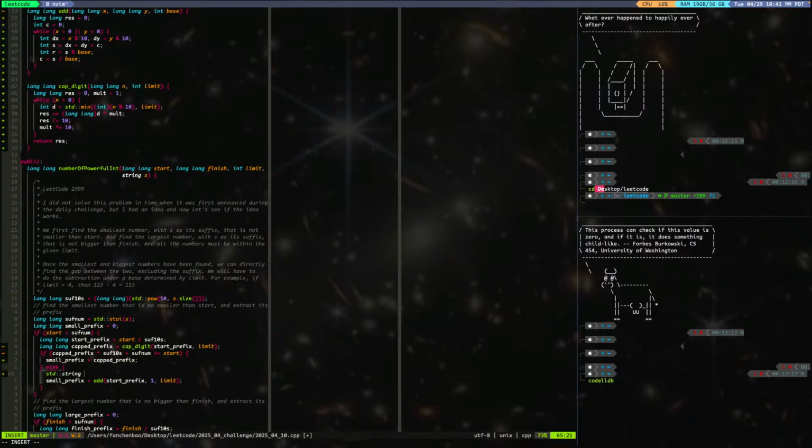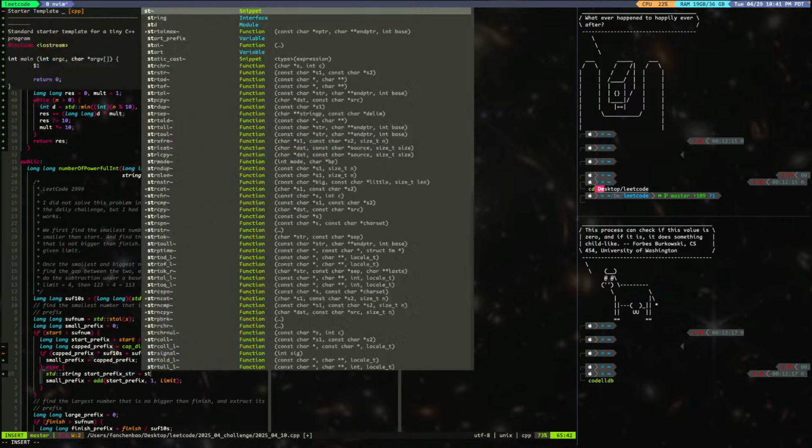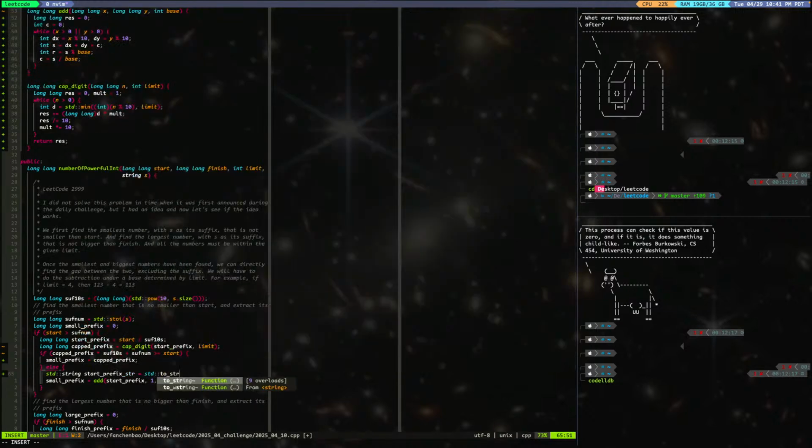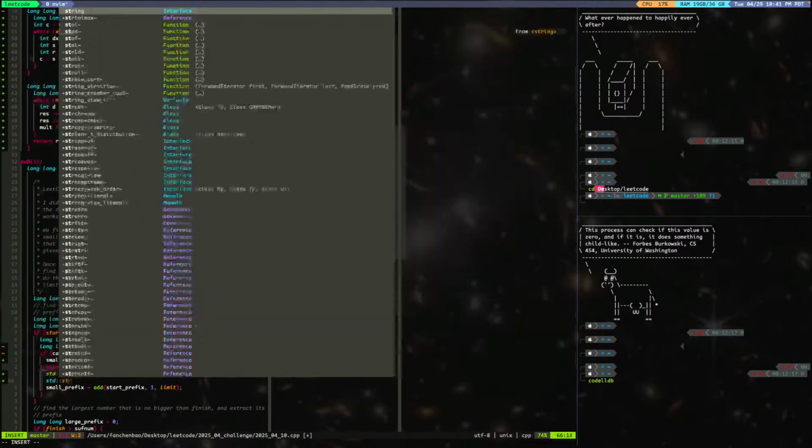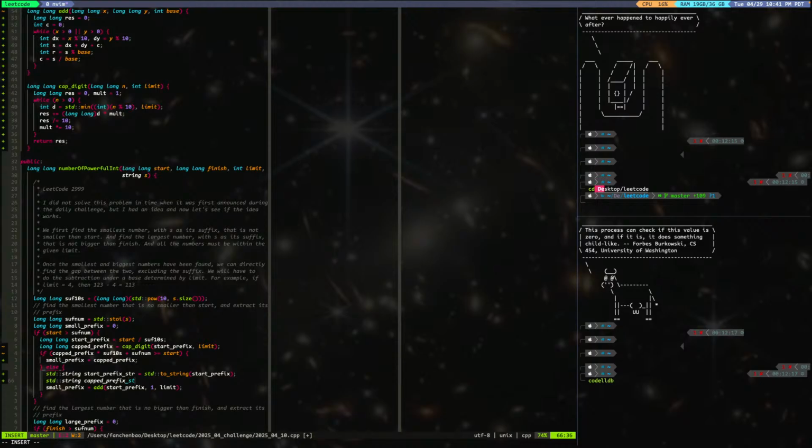So have a string of start prefix str. You can say toString start prefix. Okay, and then we have the capped prefix. String capped prefix str is going to be toString capped prefix. Okay, so now we get these two. Then we'll say index is equal to 0, right?